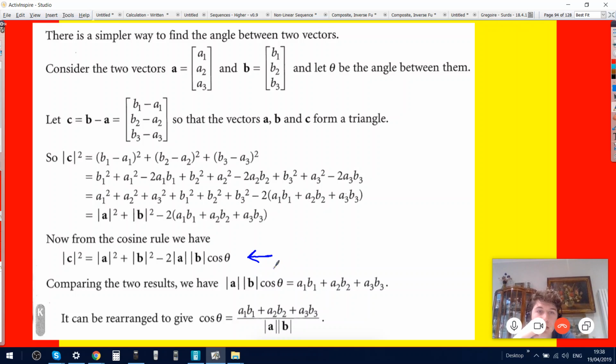And if you compare this with what you get when you put in all of the vectors without finding the magnitude first, you'll notice that AB cos theta is equal to A1 times B1, A2 times B2, A3 times B3. And so what you get is cos theta is equal to the first. So you can see there's two vectors here.